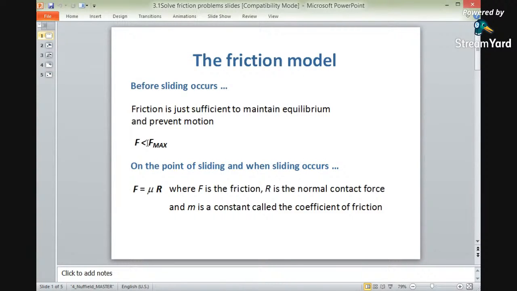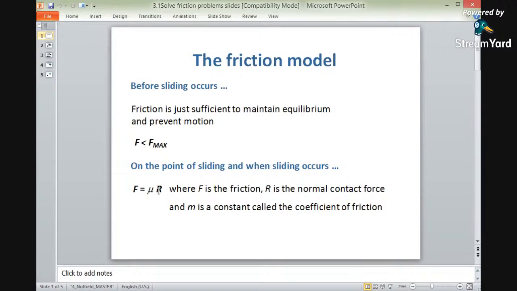So this force should be just greater than the original force. The frictional force applied, F max, has to be greater than the original force. On the point of sliding, when sliding occurs, the friction is directly proportional to the normal reaction. So what is the formula for the frictional force? Here the formula is F equals mu into R. What is F? F stands for the frictional force, the resistance to motion, whereas R stands for the normal reaction.